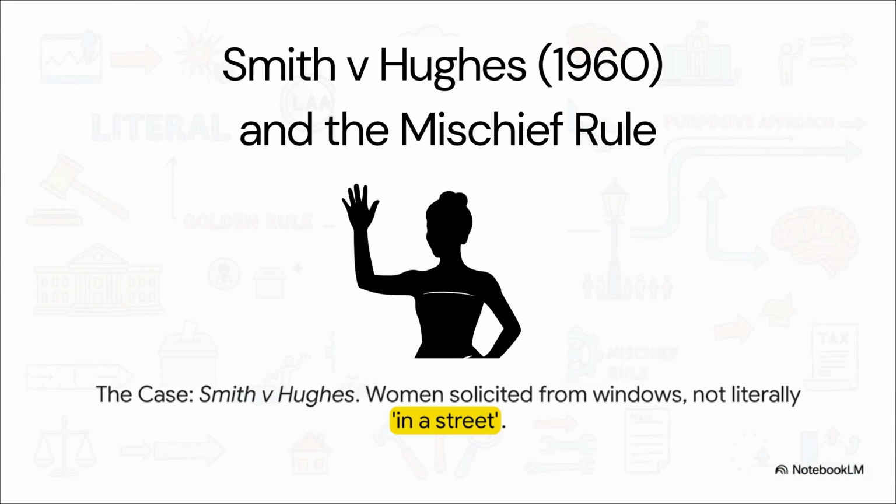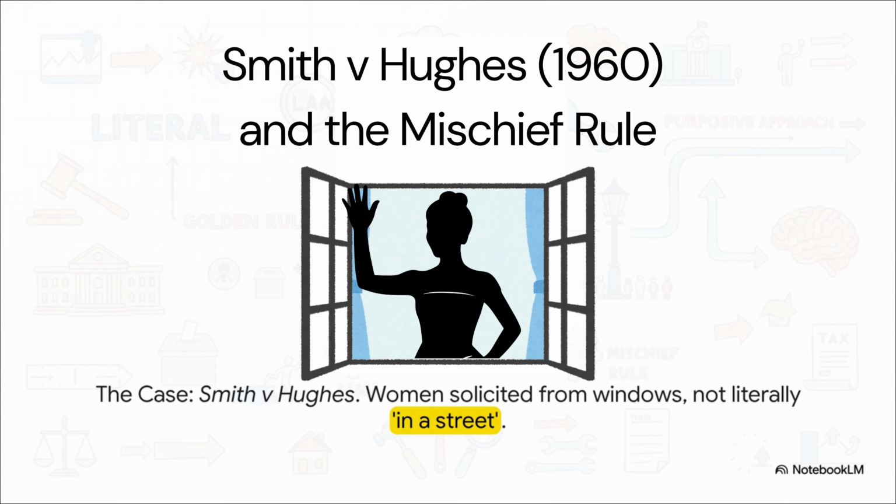The classic case for this is Smith versus Hughes. The Street Offences Act made it illegal for prostitutes to solicit customers in a street or public place. But here's the twist. In this case, the women were calling down to men on the street from their balconies or tapping on their windows. So, literally speaking, they were not in the street.